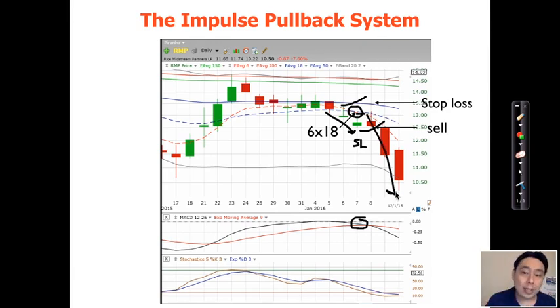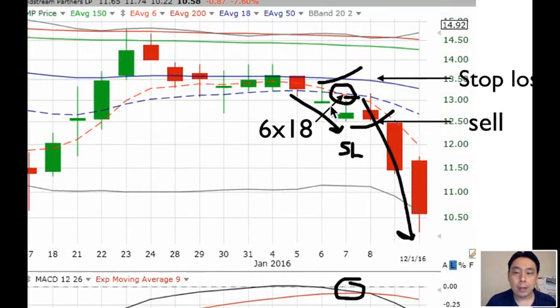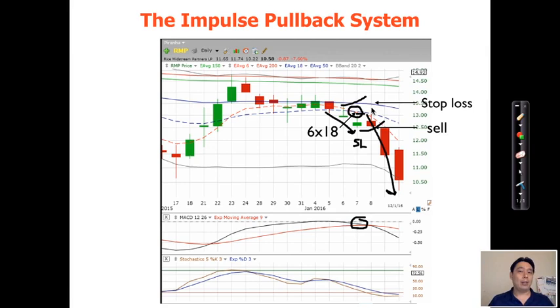So again, you do not want to sell with the amateurs over here. You want to sell only when their stop losses have been taken out. So this is one of the trade secrets where professional traders are able to make money from the market consistently by capturing the stop losses by amateurs. And you'll be learning this system in the impulse pullback system.